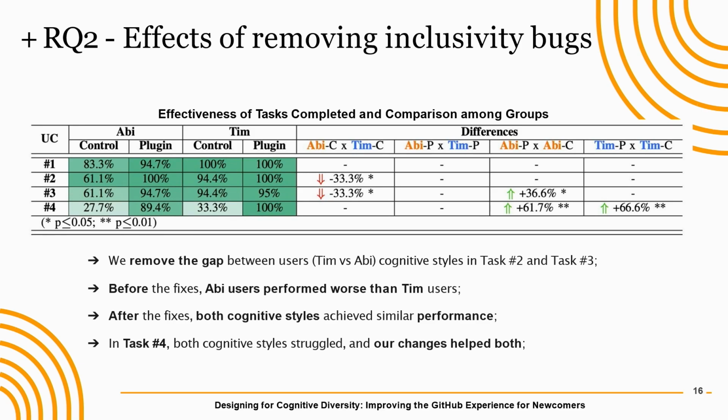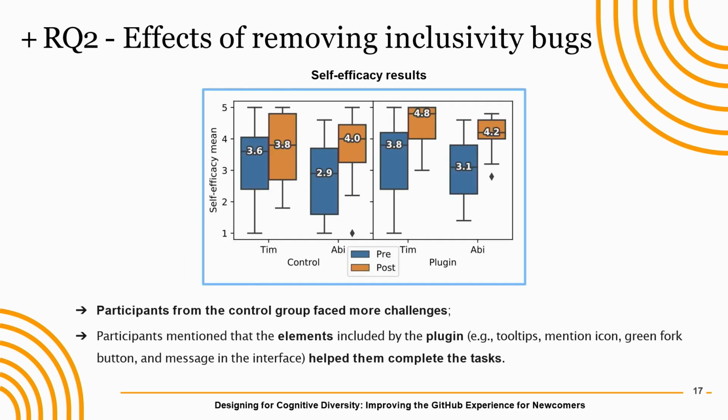In task 4, which was uploading a file, we see that in the control group, both user personas had lower performance. But after we proposed the fixes, both groups achieved good results.